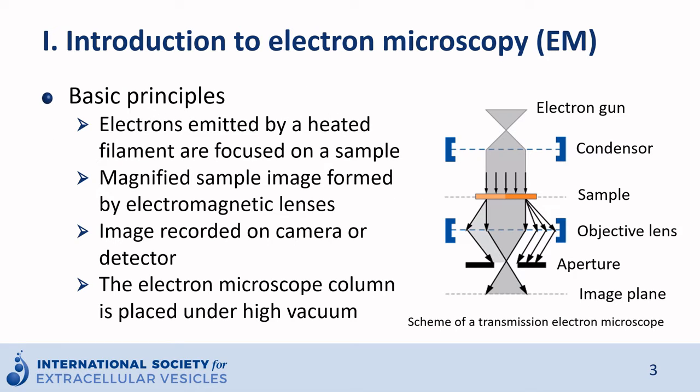First, let's summarize the basic principles in electron microscopy. Here is a scheme of a transmission electron microscope. In an electron microscope, electrons are emitted by a heated filament. They are accelerated with a certain voltage, and they are focused on a sample. Electrons interact with the sample, and a magnified image is formed by means of electromagnetic lenses, and the image is recorded with a camera or a detector.